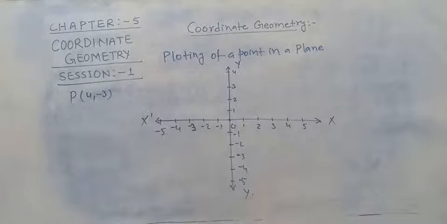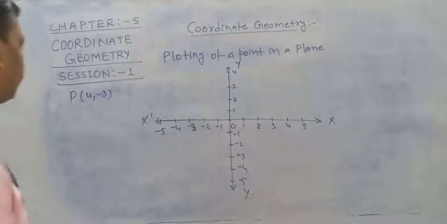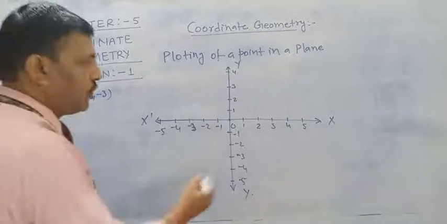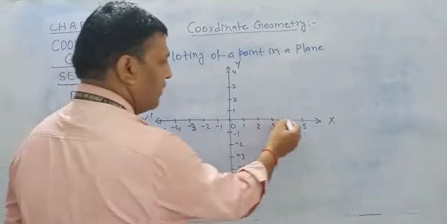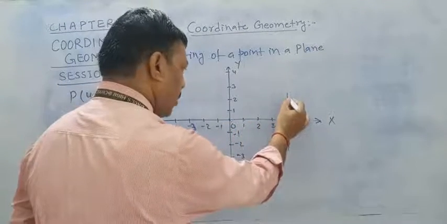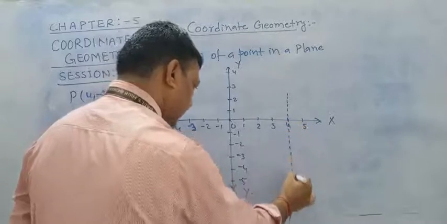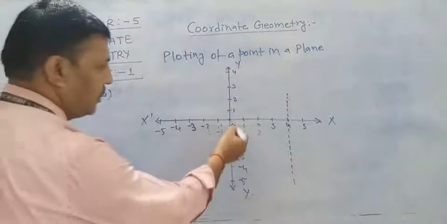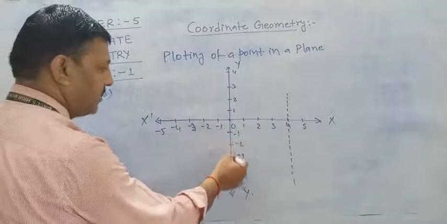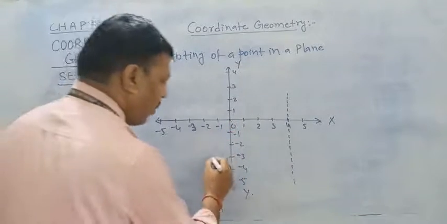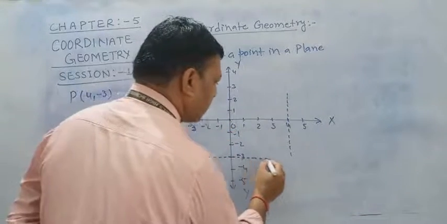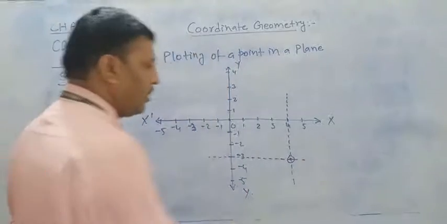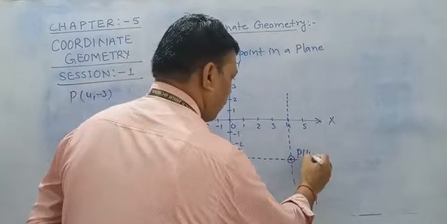How can it be plotted? So it is the abscissa, so we count 4 units, 1, 2, 3 and 4, and then a perpendicular is drawn to the x-axis like that. And the ordinate is 3, so we count 3 units on the y-axis, 1, 2 and 3 on the negative side, and then draw the perpendicular to the y-axis. The point of intersection of these two perpendiculars represents the point, this is (4, -3).